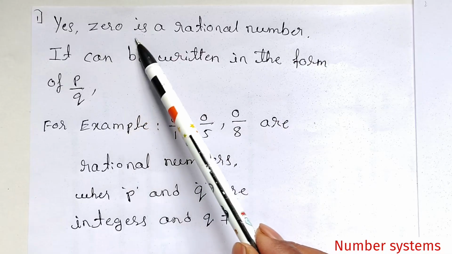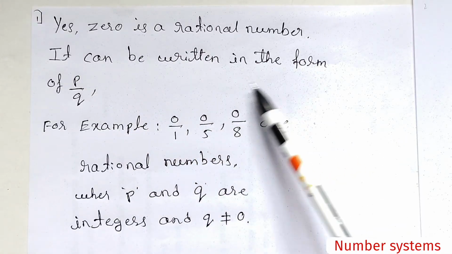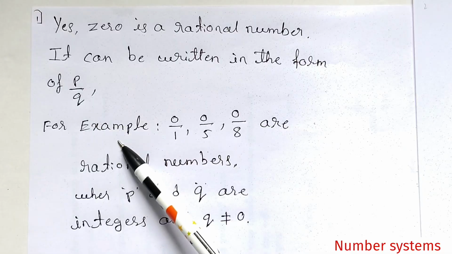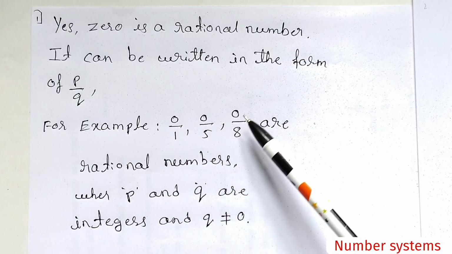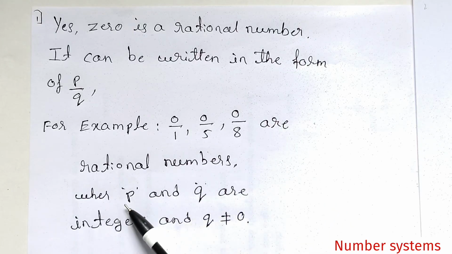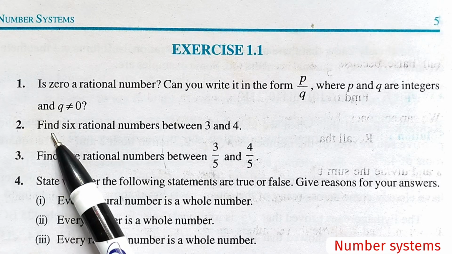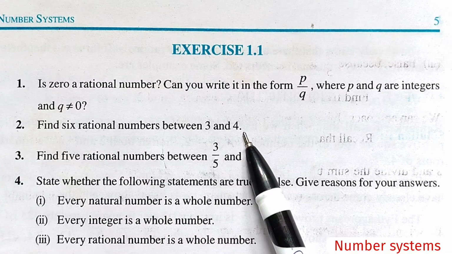Yes, 0 is a rational number. It can be written in the form of p by q. For example, 0 by 1, 0 by 5, 0 by 8 are rational numbers, where p and q are integers and q is not equal to 0. Second one: find 6 rational numbers between 3 and 4.